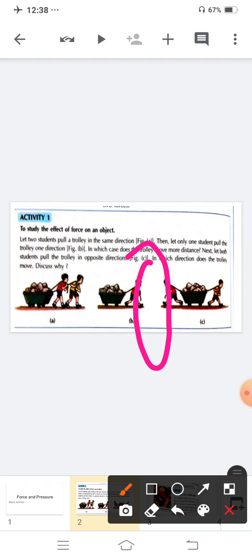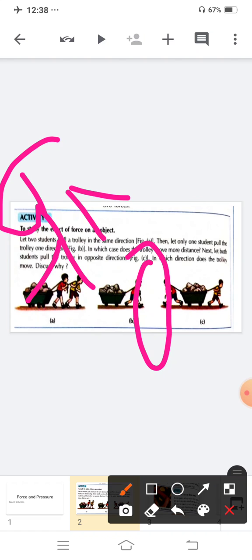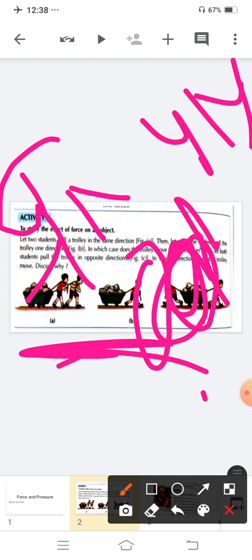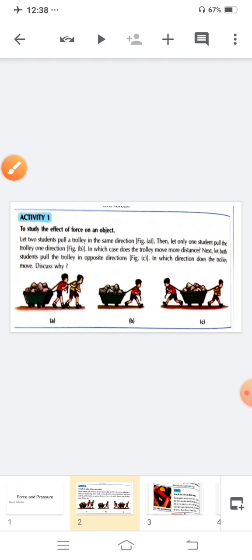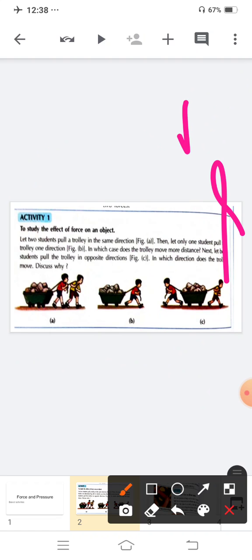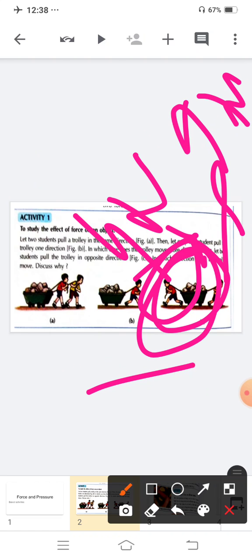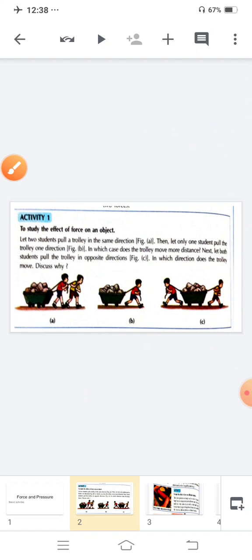But when this student applies more force, for example 7 Newton or 9 Newton, and this one applies 4 Newton, this trolley will move this side. Why? Because the force applied by this student is more. The third condition is the same: if this one applies 9 Newton and this one applies 4 Newton, the trolley will move this side. So the direction of the trolley's movement depends upon the amount of force applied by the different students. If they apply equal force, the trolley will not move to any side. Clear?